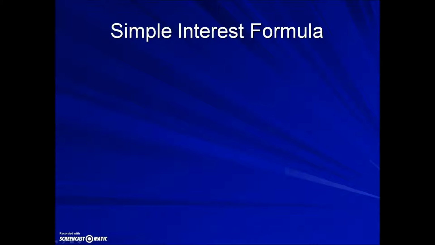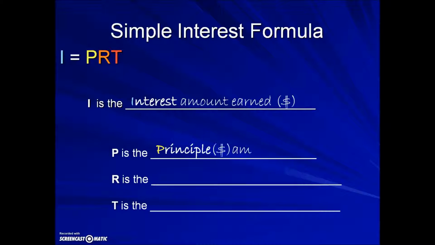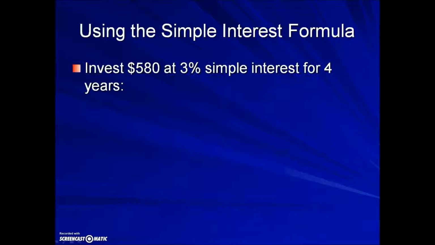Finance Unit Section 2, Simple Interest Formula. I equals P times R times T is the simple interest formula, where I is the interest amount earned, P is the principal amount invested, R is the rate, and T is the time in years.